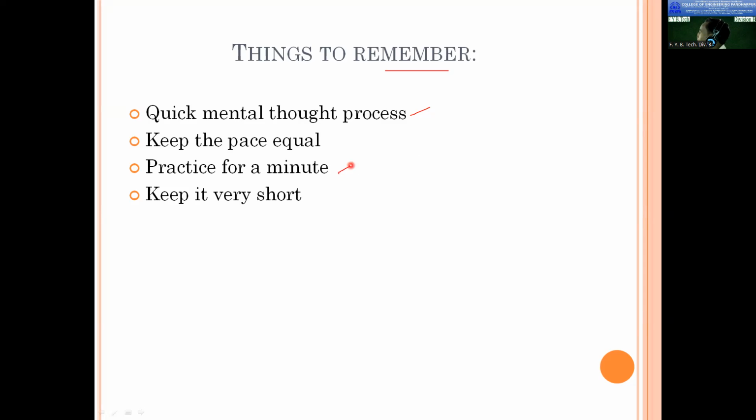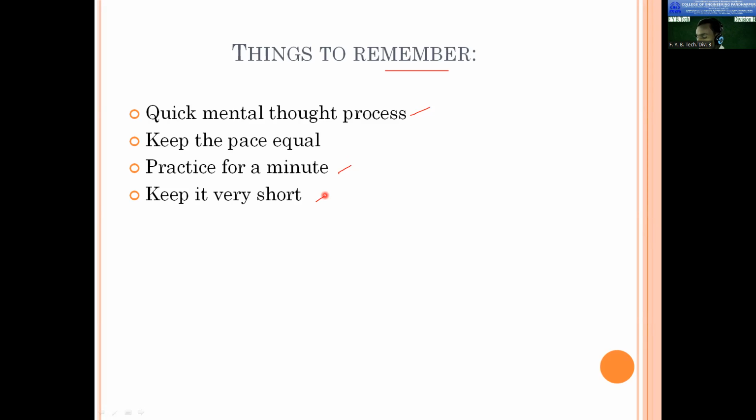Practice for a minute. Before going to talk, have in your mind exactly what you're going to say and how you're going to say it. That is a quick practice. That is not a big time, like 1 hour or something. For just 1 minute or 30 seconds, you have to think how you're going to do it. And keep it very short. Always remember this: do not make lengthy sentences or a lengthy speech. Keep it short, to the point, and simple so that everybody can understand. If you remember these things, you will be able to do that.